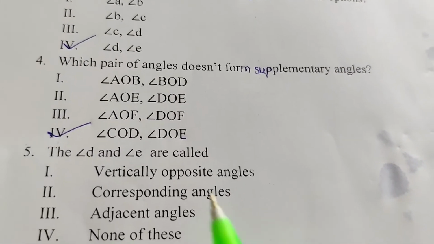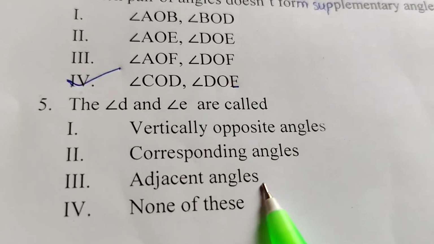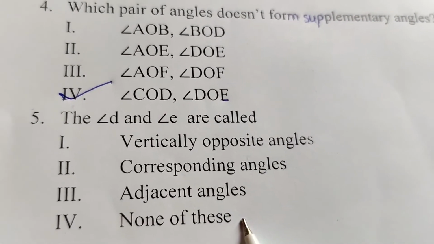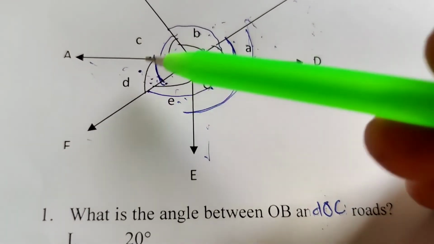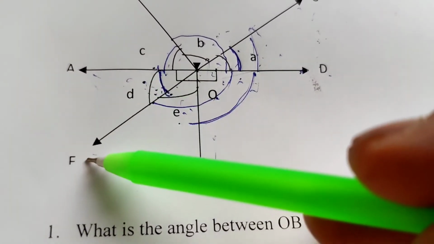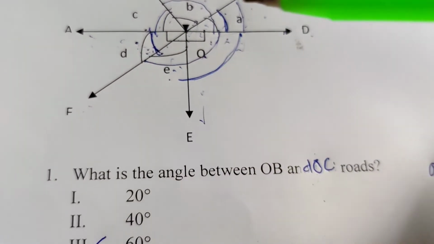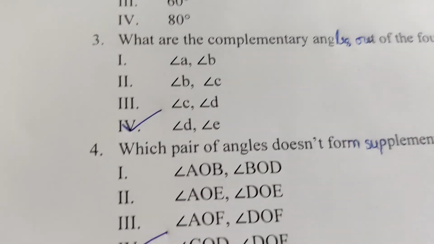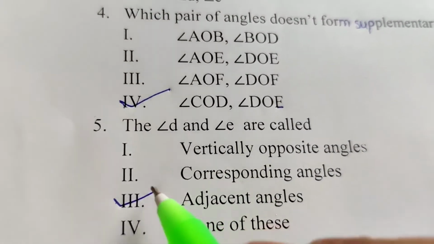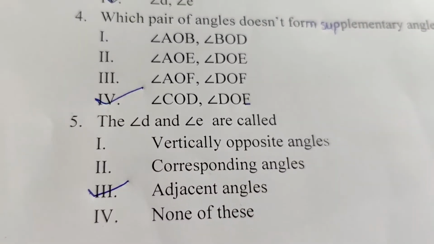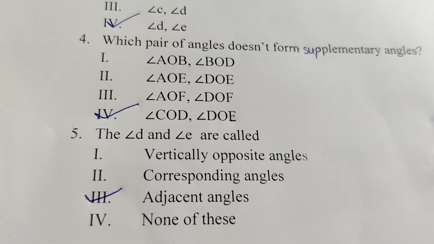Next, last question. The angles D and E are called vertically opposite angles, corresponding angles, adjacent angles, or none of these. See in the figure D and E. D and E are adjacent angles because they have one common arm between them. So D and E are complementary adjacent angles. Okay, this is the case study related to the chapter Lines and Angles.